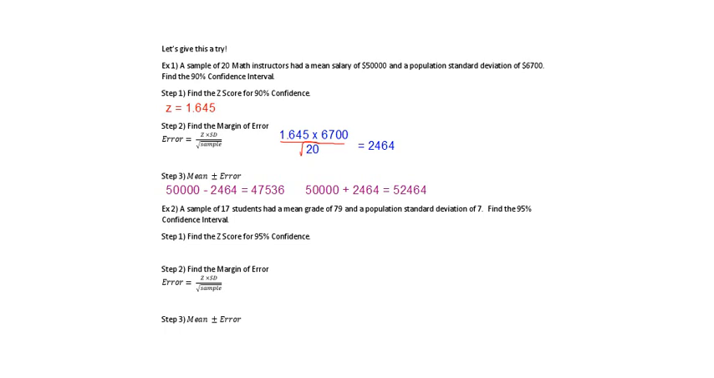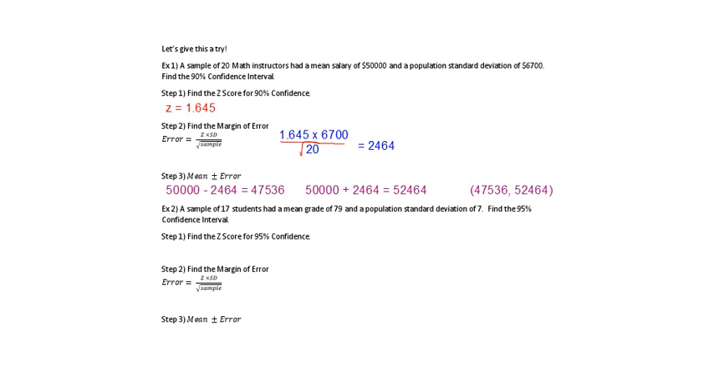So if you had to kind of summarize this, you can say that we are 90% confident that the population mean salary of math instructors is between $47,536 and $52,464. We don't necessarily know the population mean for salary, and we don't need to know it. We just need a confidence interval to show us where it might be.